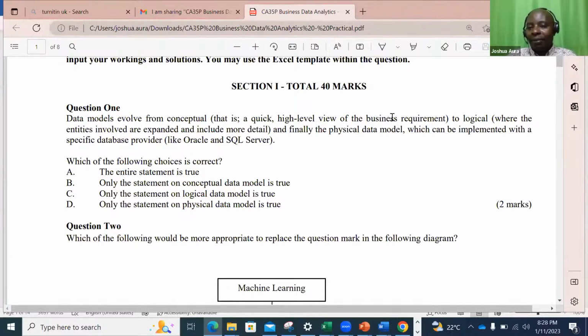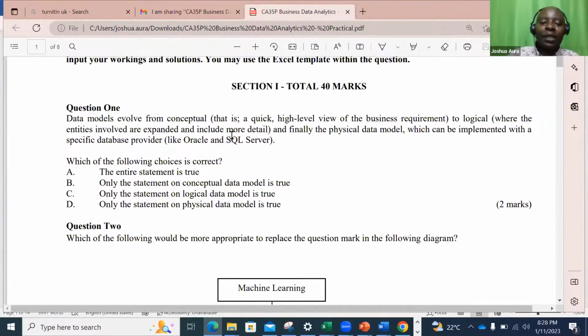So these data models normally evolve from conceptual, which is a quick, high-level view of the business requirement, to logical, where you provide relationships, like what relationships do we have between, for example, female and so on, to logical, where the entities involved are expanded and include more detail because you have expanded this model. And finally, the physical data model, which can be implemented with a specific database provider like Oracle and MySQL Server. Which of the following choices is correct?